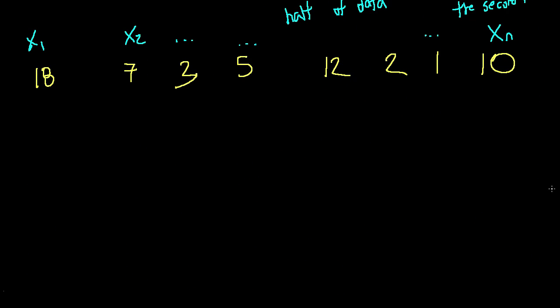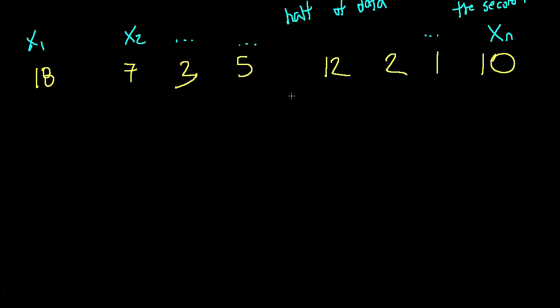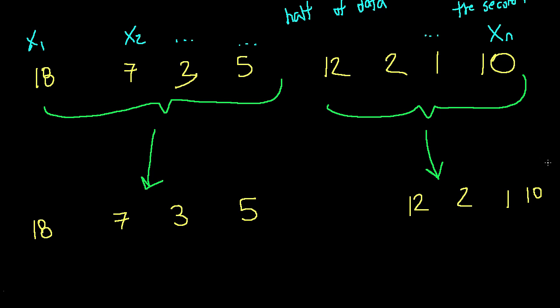So let's go back down here. And what is the first half? The first half is going to be these values over here, and the second half will be these values over here. So it's saying go ahead and separate those values, so we are going to do just that. We'll take the first half and bring that down here, and the second half and bring that down there. Let's get back to the yellow. So we'll have 18, 7, 3, and 5, and this will be completely separated from 12, 2, 1, and 10. These are completely individual.